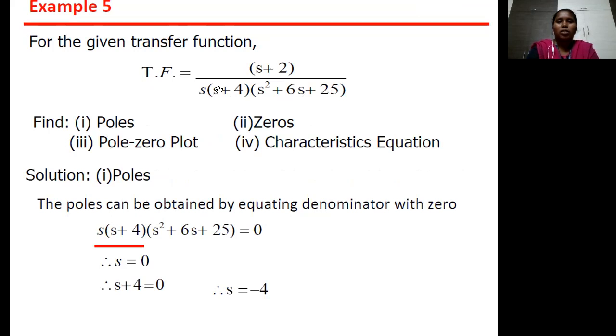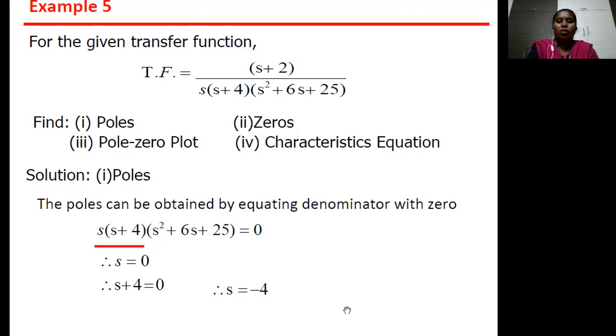What is the first pole here? How can we determine the poles? Again we have to equate the denominator with 0, right? So by equating this denominator with 0, we can obtain s is equal to 0. Why? Because here there exists only the s term, so I can write it as s is equal to 0 directly. And by considering the second term, that is s plus 4, I can write it as s is equal to -4. So till now we have obtained two poles, that is 0 and -4.